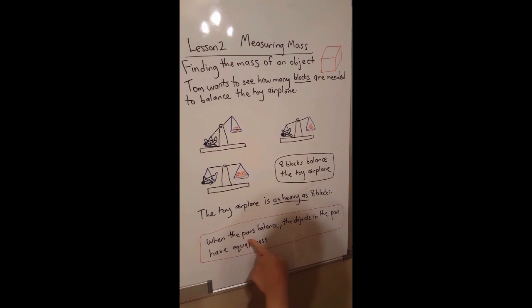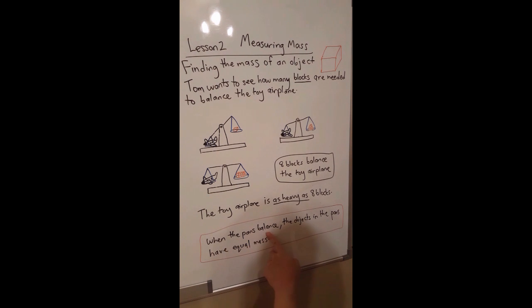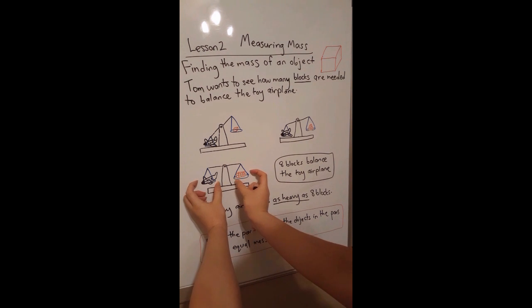So when the pans balance, they are referring to the blue color pans. When the blue color pans balance, the objects in the pans have equal mass. The objects here refer to the toy airplane. The objects here also refer to the 8 blocks. The objects in the blue pans have equal mass. The toy airplane and the 8 blocks have equal mass.